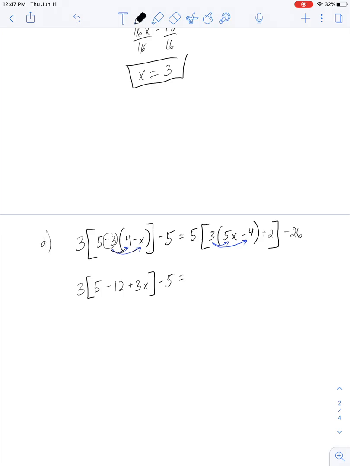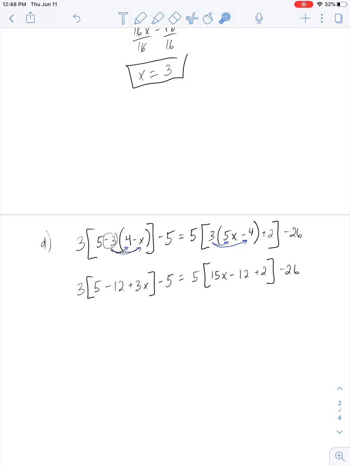Okay, moving on to the right side. 5, bring that down. Open bracket, we bring that down. And now we have this 3 that we're distributing to both there, right? So that's a 15x minus 12 plus 2. Close down our bracket, minus 26. It's again really nice. We had parentheses, now we don't.